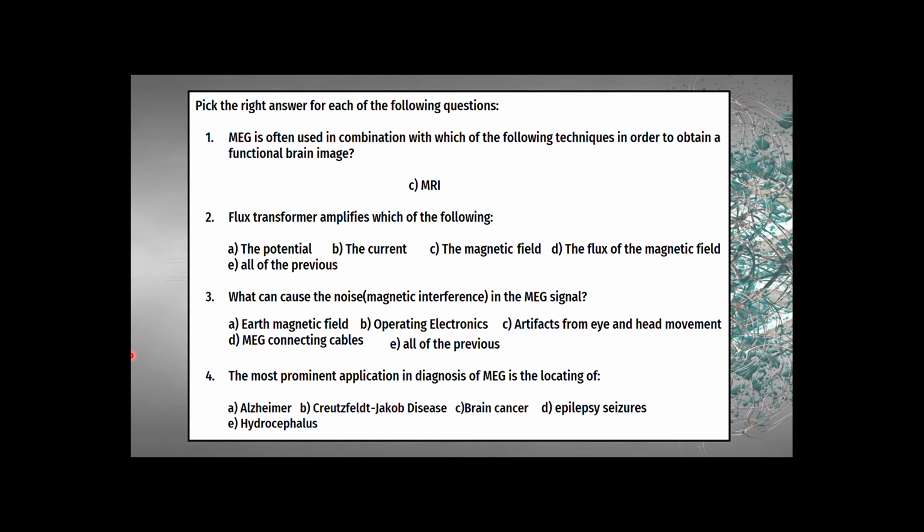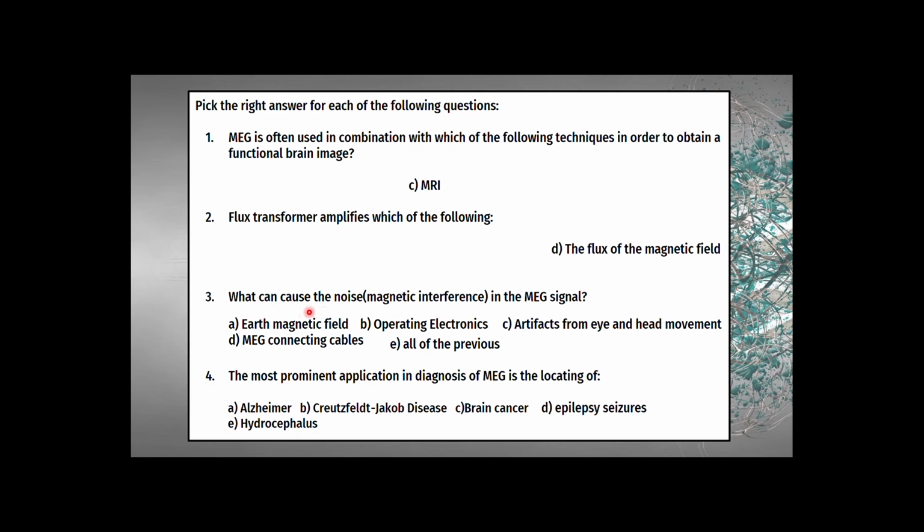Flux transformer amplifies which of the following? Now we said that the flux transformer actually does not amplify the magnetic field. And of course it neither amplifies the current nor the potential. However, it amplifies the flux of the magnetic field since the magnetic field that is going to be generated in the small coil is going to be more dense. And this is suggested by the name flux transformer.